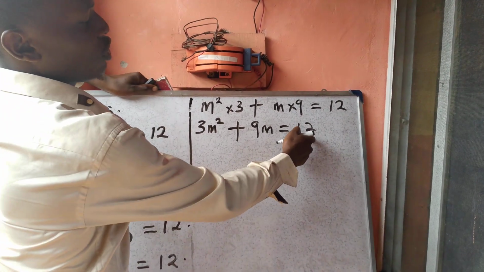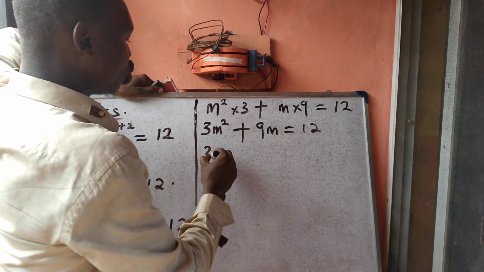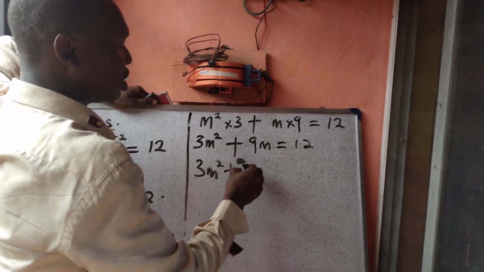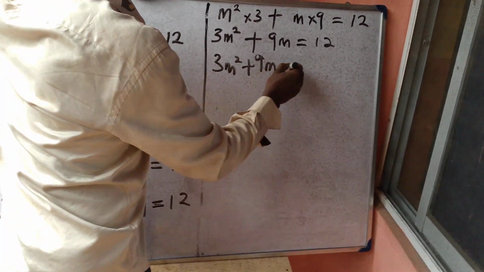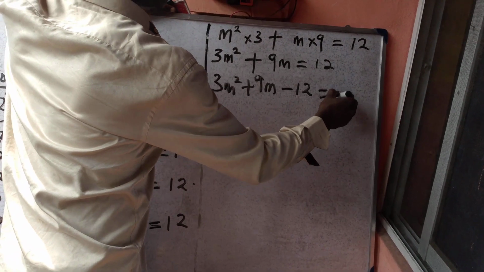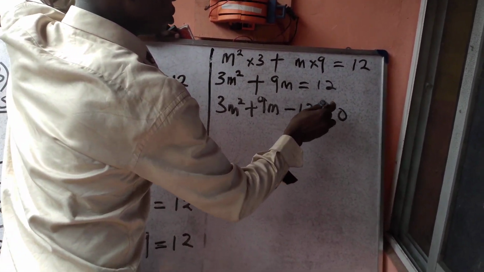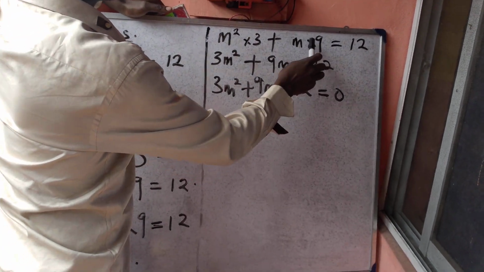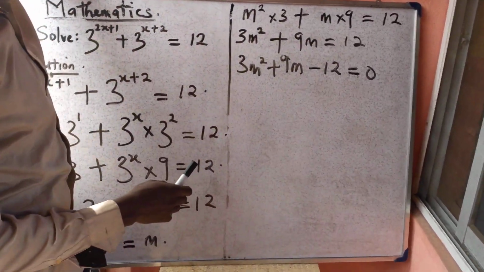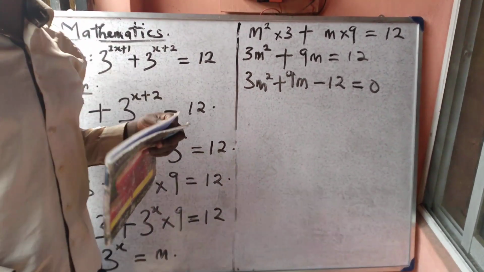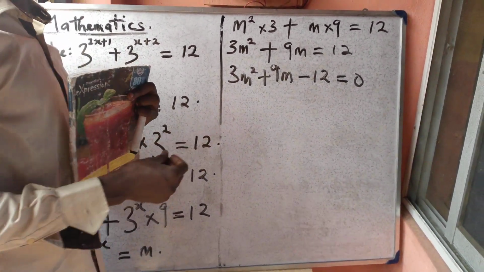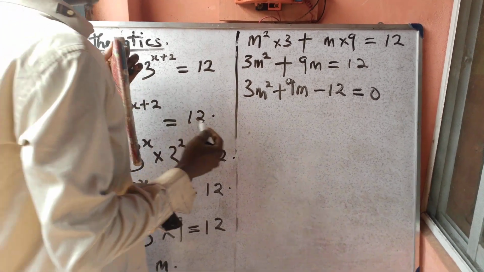Now take this 12 over here. Taking 12 over here, this will be 3m squared plus 9m. 12 will cross the equality sign. When it crosses the equality sign, it changes to minus 12 equals 0. So this 12 crosses the equality sign to this place, it becomes minus 12. Yes. So 3m squared plus 9m minus 12 equals 0. Okay. Now what else do you do?